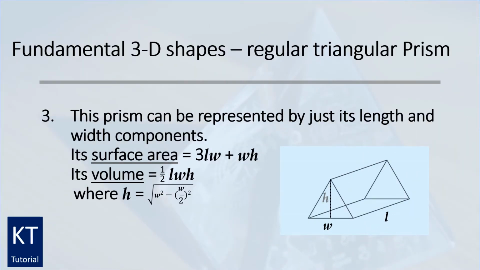A regular triangular prism can be represented by just its length and width components. The surface area of a regular triangular prism is the sum of the area for its 3 rectangular and 2 triangular faces. Separately, the volume of a regular triangular prism is half of the product of its length, width, and height components, where the height can be derived from its width component using the Pythagoras theorem.